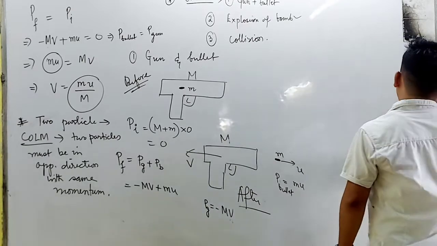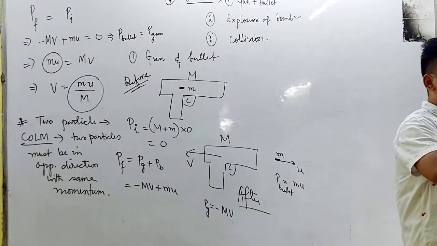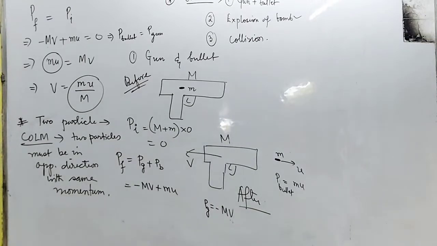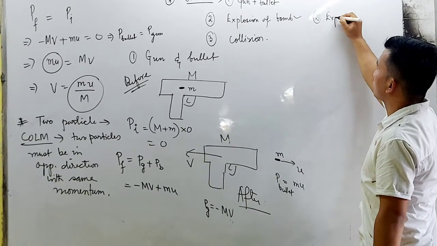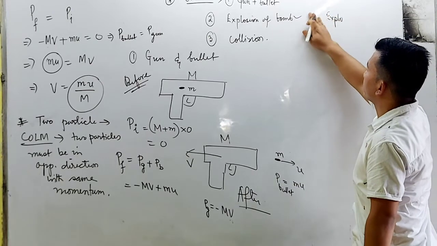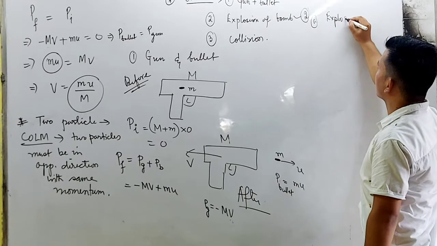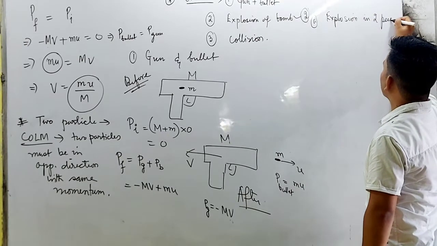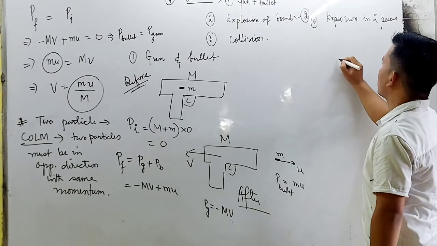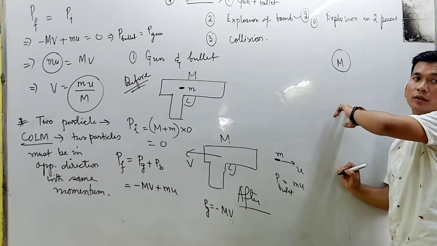Next, the bomb is the explosion of bomb into two pieces. Very simple now. I will be writing only the conclusion. Next, the explosion of bomb. Number A. Two pieces or two fragments. Mass M, remember. Initially this will be at rest.